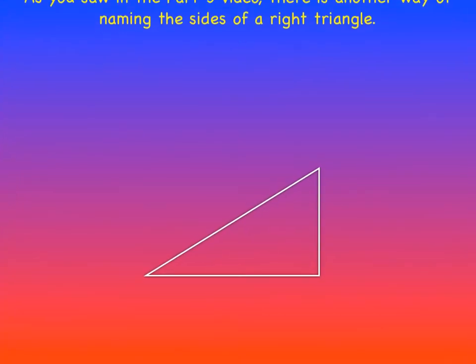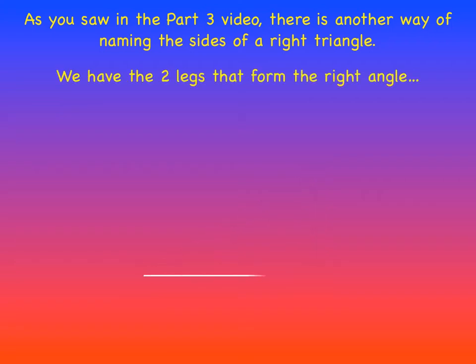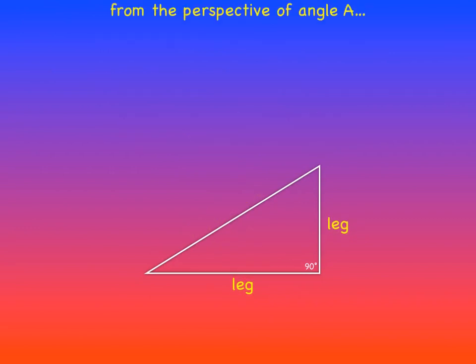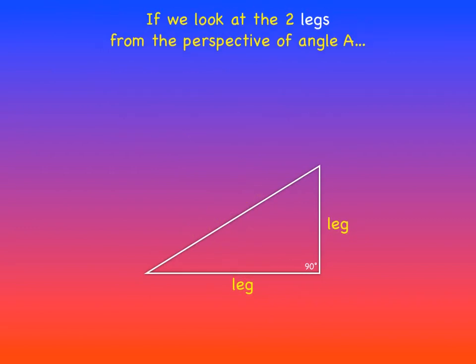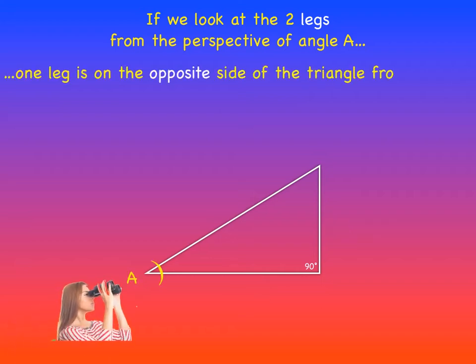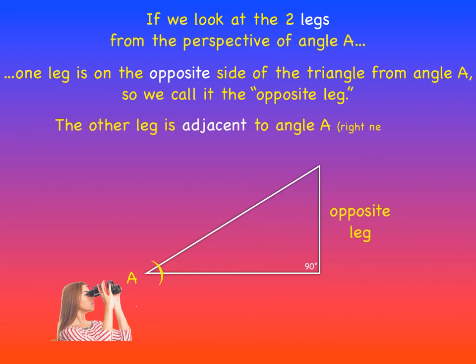As you saw in the part 3 video, there's another way of naming the sides of a right triangle. We have the two legs that form the right angle, and the hypotenuse, which is opposite the right angle. If we look at the two legs from the perspective of angle A, one leg is on the opposite side of the triangle from angle A, so we call it the opposite leg. The other leg is adjacent to angle A, right next to it, so we call it the adjacent leg.